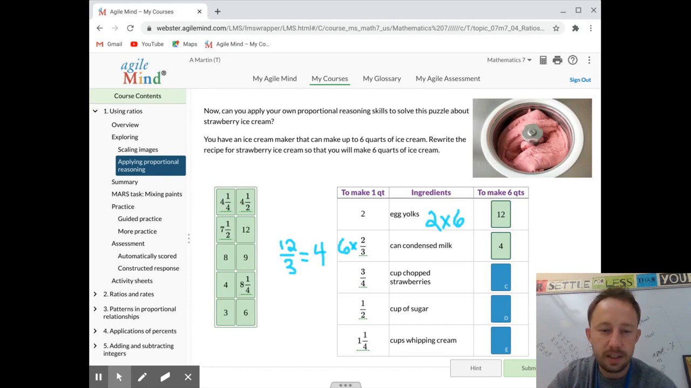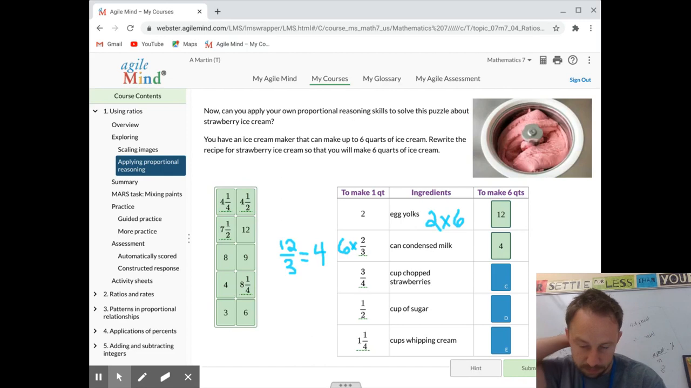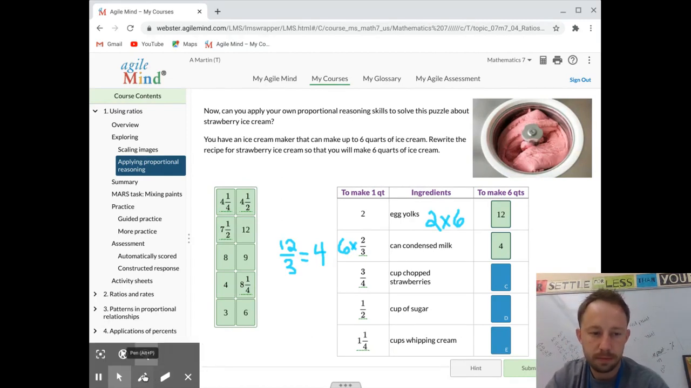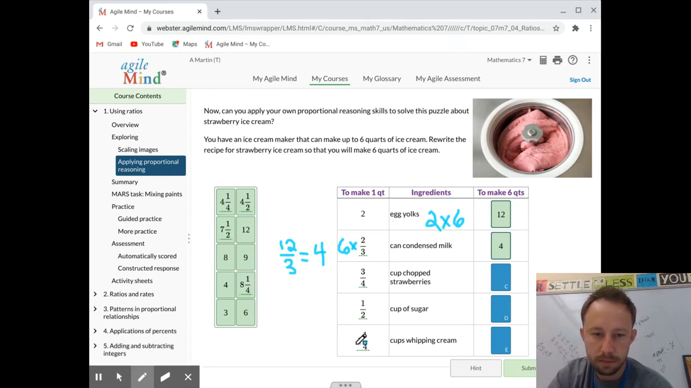Deonti, tell me how we can figure out how many chopped strawberries we would have. I multiply 3/4 by 6. Good. So I'm going to do 6 times 3/4. What is 6 times 3? 18. Good. So I get 18/4.